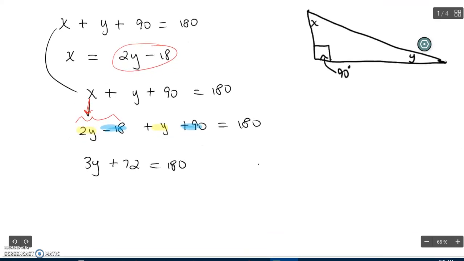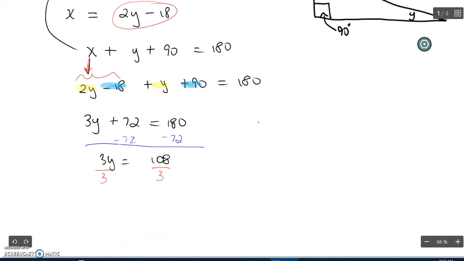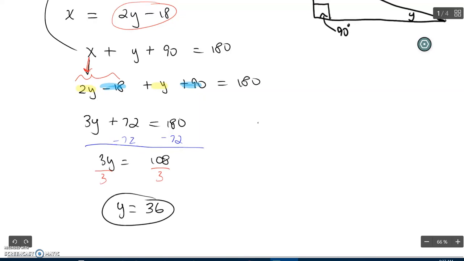All right, I'm trying to solve for y now, so I'm going to subtract 72 from both sides, and that's going to give us 3y is equal to 180 minus 72, which is 108. Then divide both sides by 3, and we get y is equal to 108 divided by 3, which is 36. So one angle is 36 degrees.